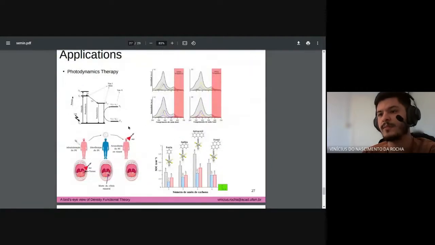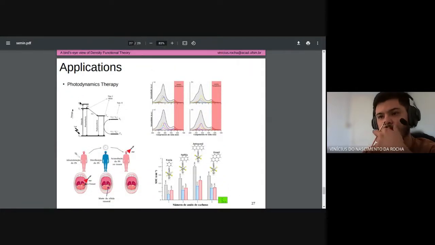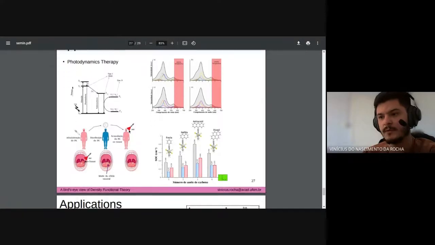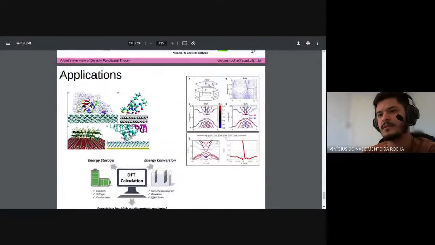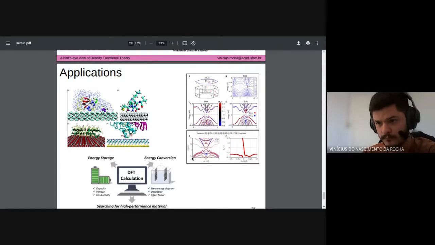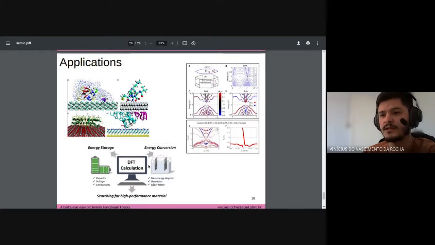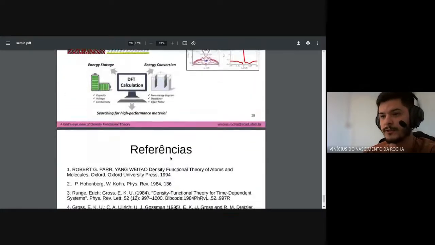Here we have some applications of DFT. We have photodynamic therapy. We have applications in characterization of materials and structure and band energy calculations, and it is also used nowadays for characterization of materials used in generation and storage of energy.